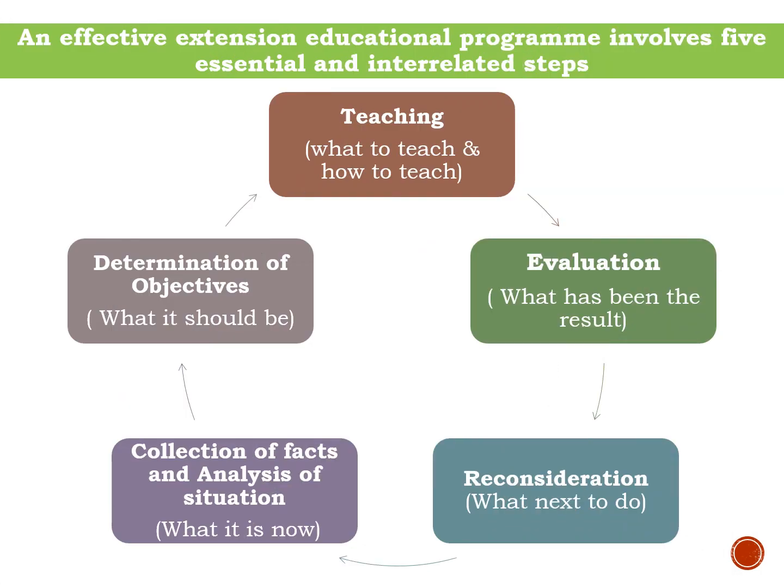An effective extension educational program involves 5 essential and interrelated steps. They are given as below. The first is collection of facts and analysis of situation, then determination of objectives. Third one is teaching, then evaluation and reconsideration. This is a cyclic process, or a continuous process, and whenever this question is asked during the examination, that explain in detail the extension education process, you have to draw this diagrammatic representation of these 5 interrelated steps, and usually it carries 2 marks.